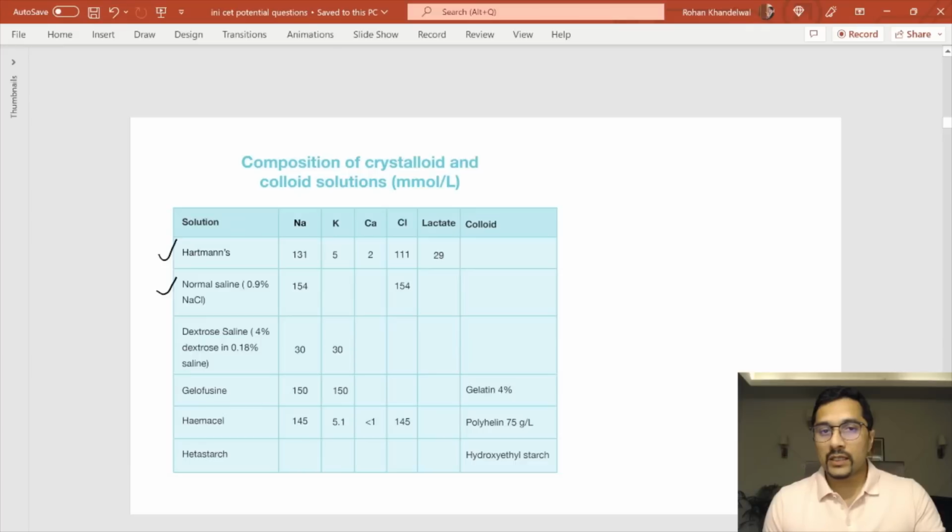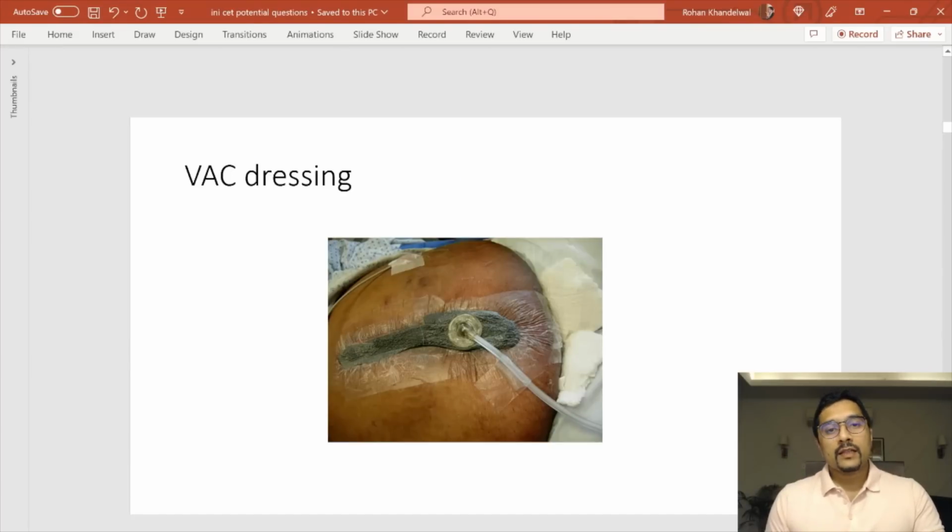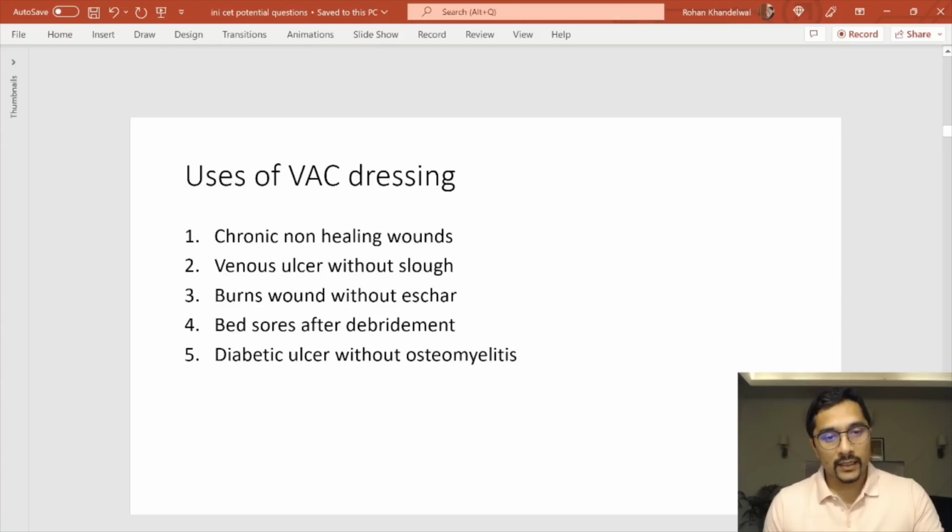These have been frequently asked in the exam. This is a vac dressing, which is a negative pressure or vacuum assisted closure, in which minus 125 millimeters of mercury pressure is used to hasten wound healing.